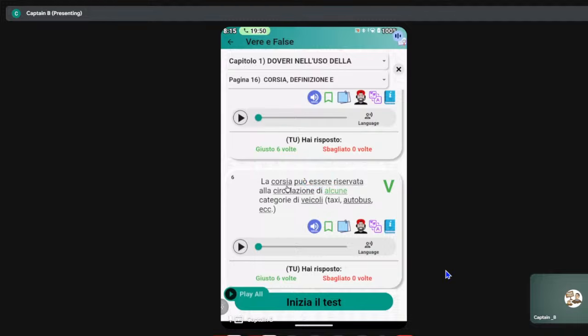La corsia può essere riservata alla circolazione di alcune categorie di veicoli, taxi, autobus, eccetera. He said, la corsia può essere, lane can be riservata, lane can be reserved alla circolazione, for the circulation of some category of vehicle.